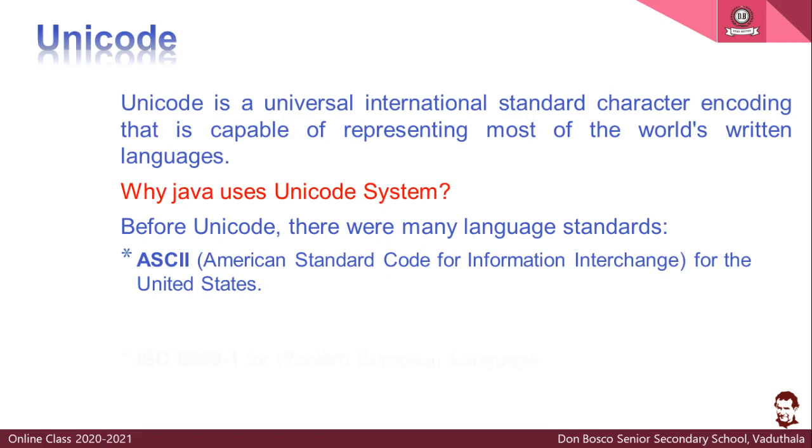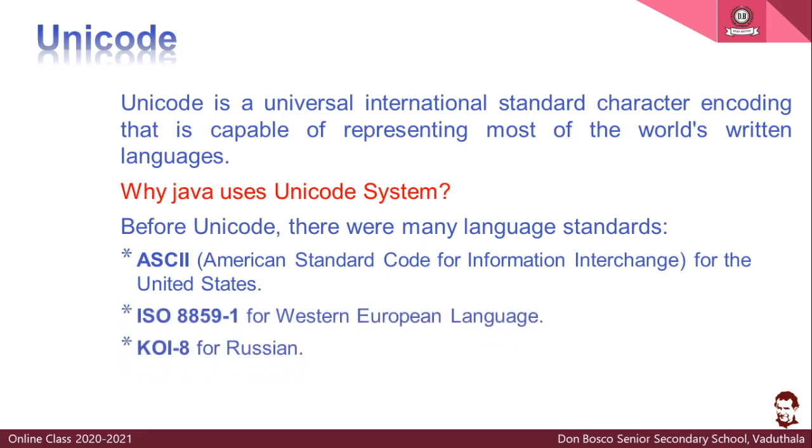Then another one is ISO. The next one is KOI 8 for Russian, and the next one is GB 18030 and Big 5 for Chinese, and so on. Okay, different countries follow different types of coding systems, and Unicode can replace all these numbering systems, so Unicode can store all types of characters, including all languages, easily. Okay, that is the advantage of Unicode.